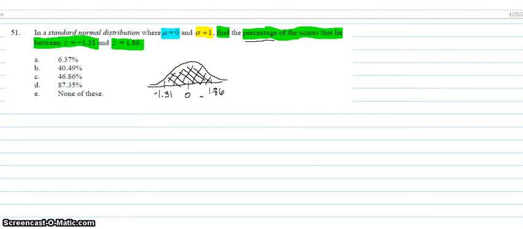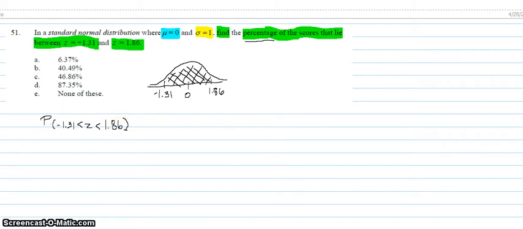Okay. In order to do this, we're going to use the calculator. I'm going to write down first of all what we need though. We need a P of negative 1.31 is less than z, which is less than our upper, which is 1.86.